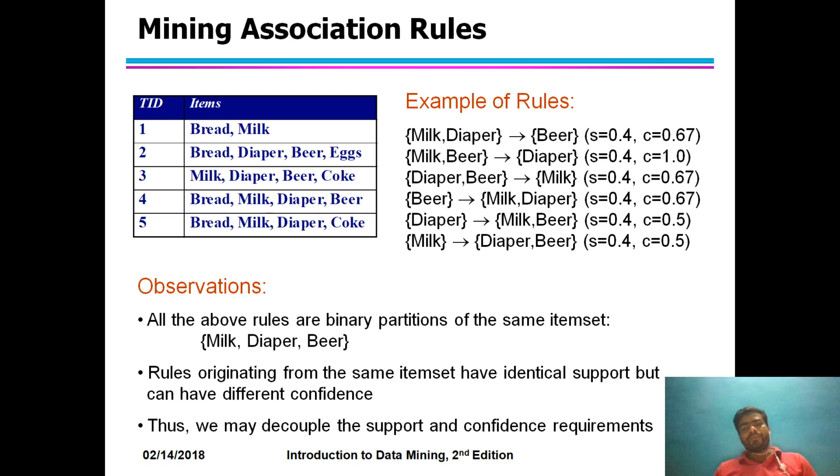So in all the transactions we are taking as examples for rules, everywhere support is 0.4, whereas confidence is 0.67, or 1, or 0.5. It means that support may be identical but confidence may be different. Thus we may decouple the support and confidence requirements. We cannot set the support requirement the same as the confidence requirement. We can have a different confidence requirement, or a different support requirement.